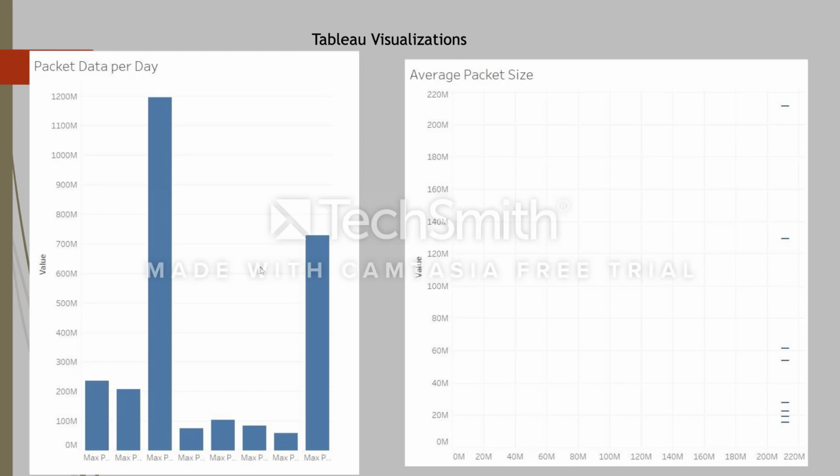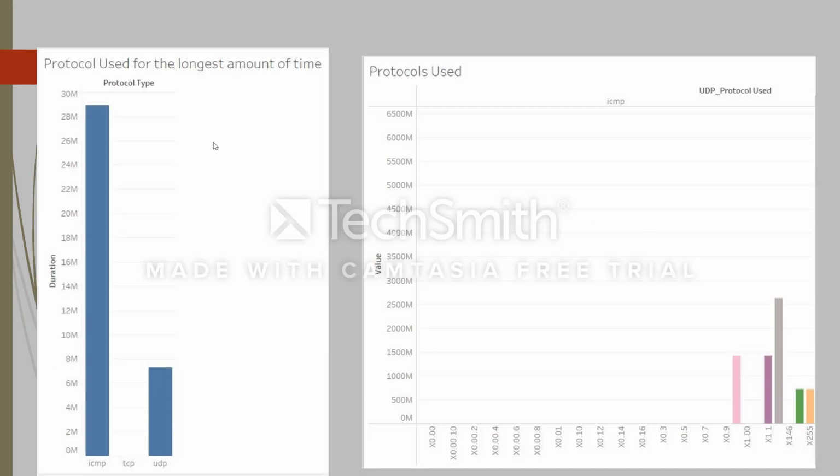Here are a few examples of what was generated from Tableau. On the left, we have the packets of data produced per day, the average packet size, the protocols used for the duration of the transmission of the data packets, and the protocols used on the connector ports of the KDDIDs.